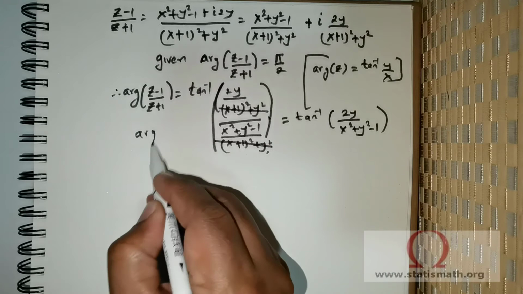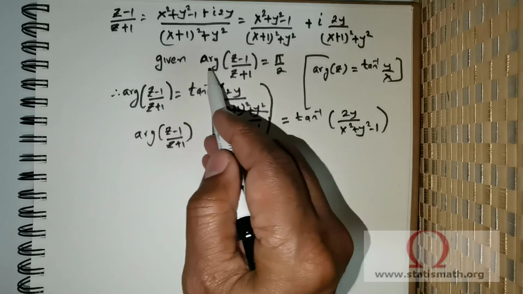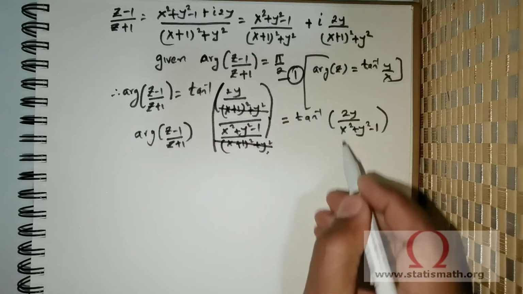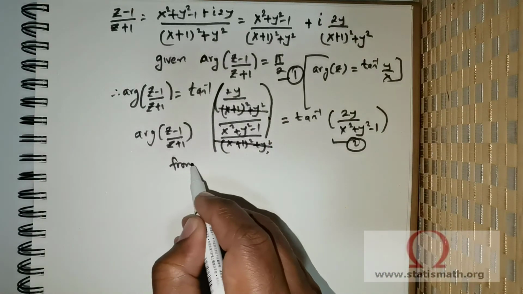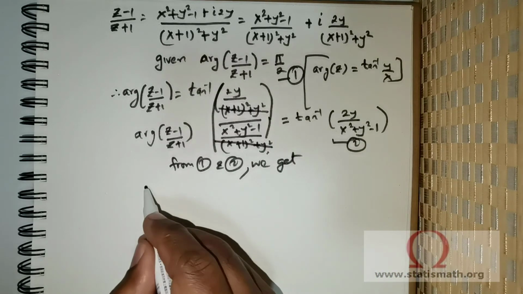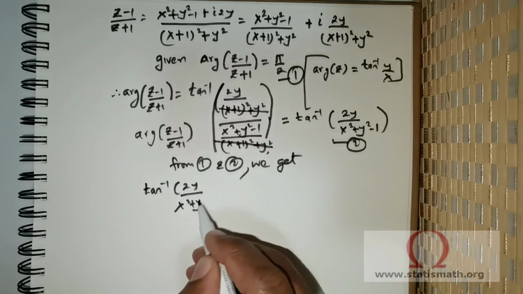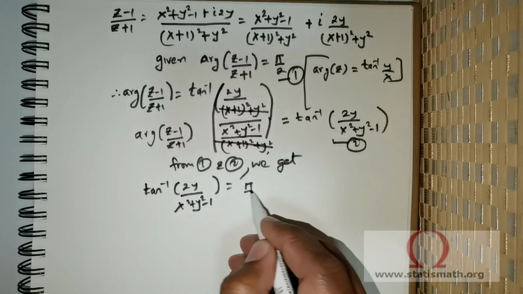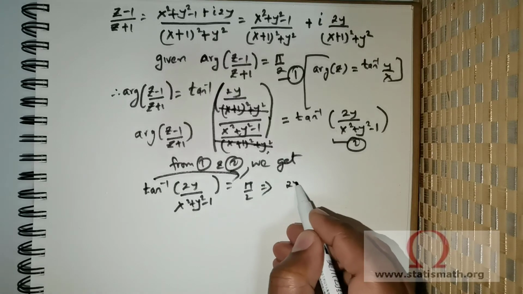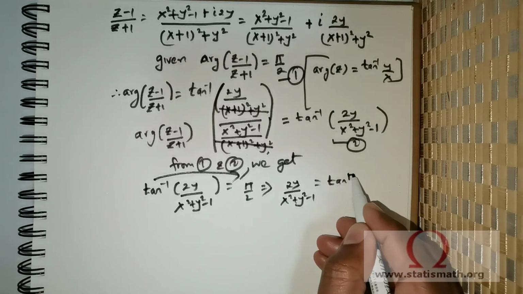On the left side it is the argument of (z − 1)/(z + 1), but we are given that the argument of (z − 1)/(z + 1) is π/2. So this is 1, let it be, this is 2. So from 1 and 2 we have to equate these things. We have tan inverse of 2y/(x² + y² − 1) equal to π/2. Now move this tan inverse to the right, so we have 2y/(x² + y² − 1) equal to tan π/2.